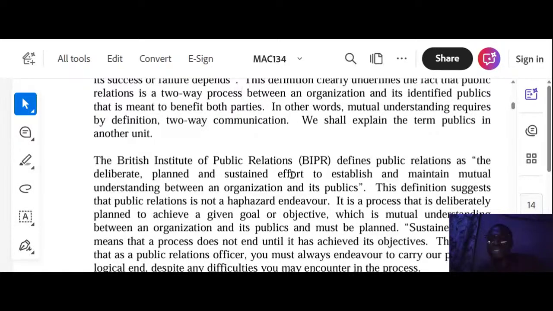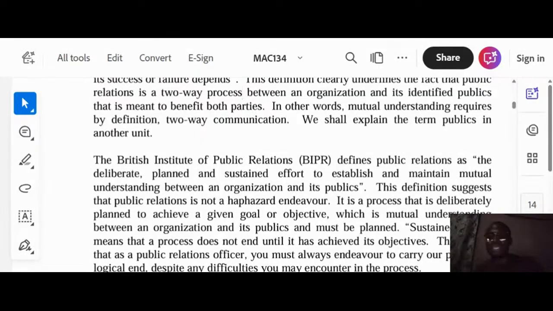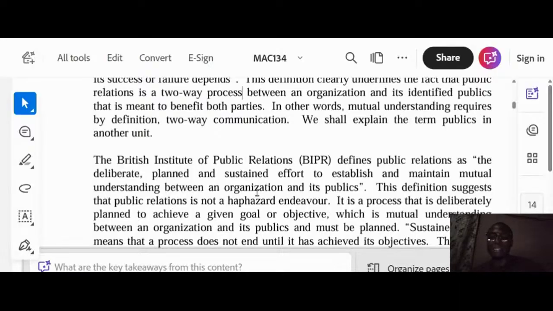public relations can be seen as the deliberate, planned, and sustained effort to establish and maintain mutual understanding between an organization and its publics. Deliberate, planned, sustained.